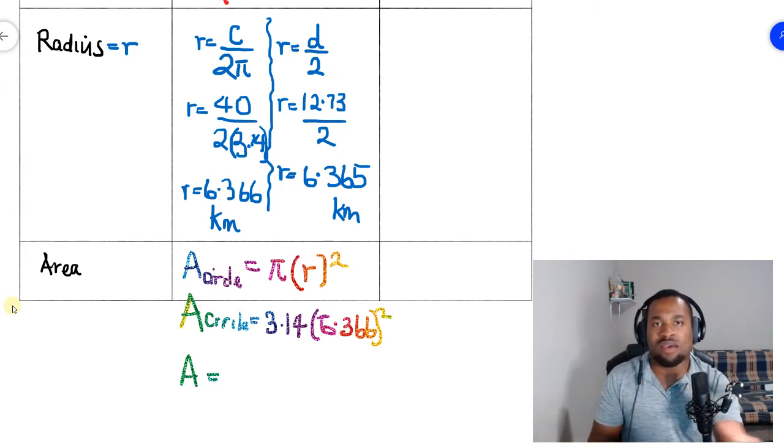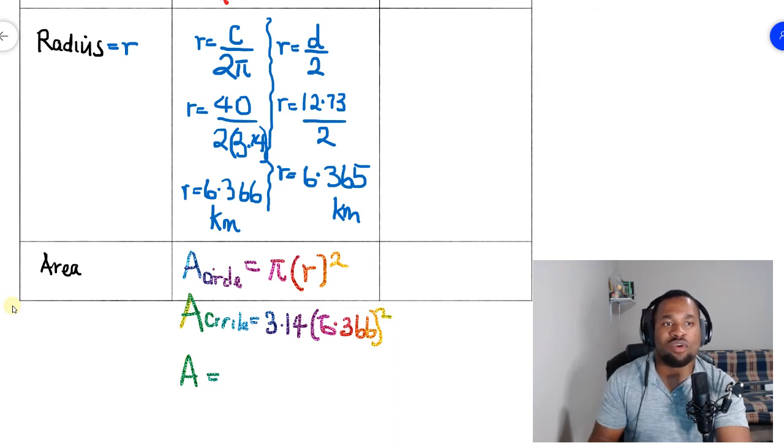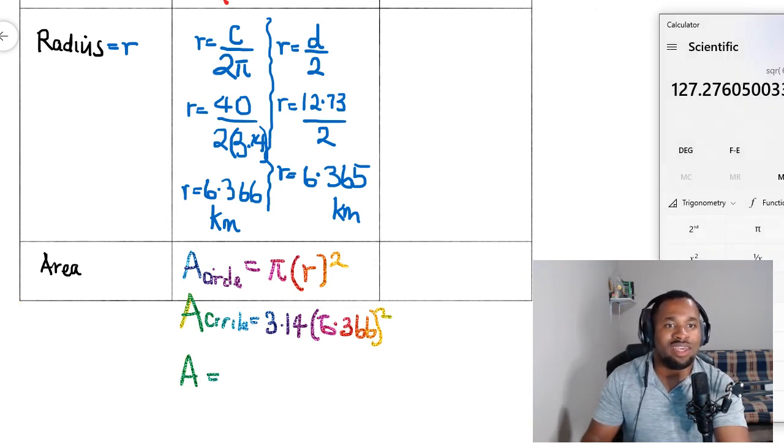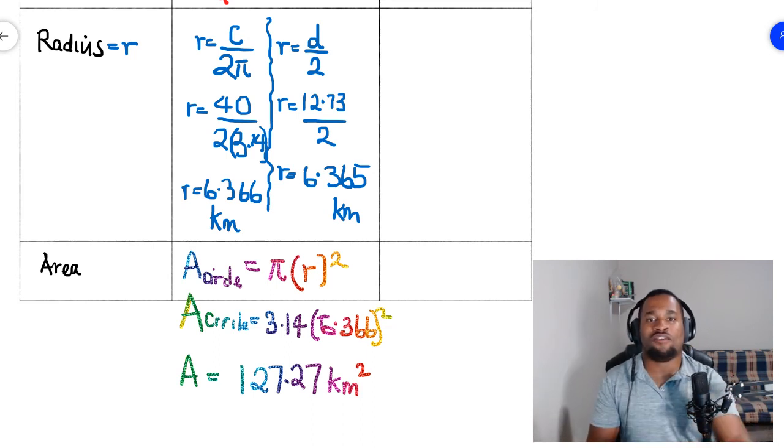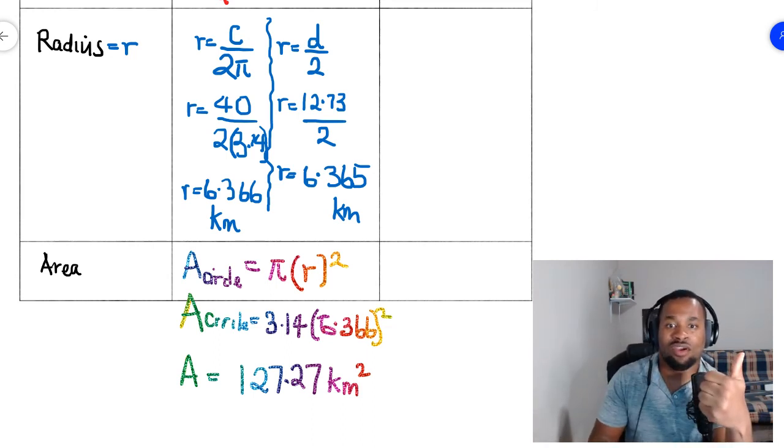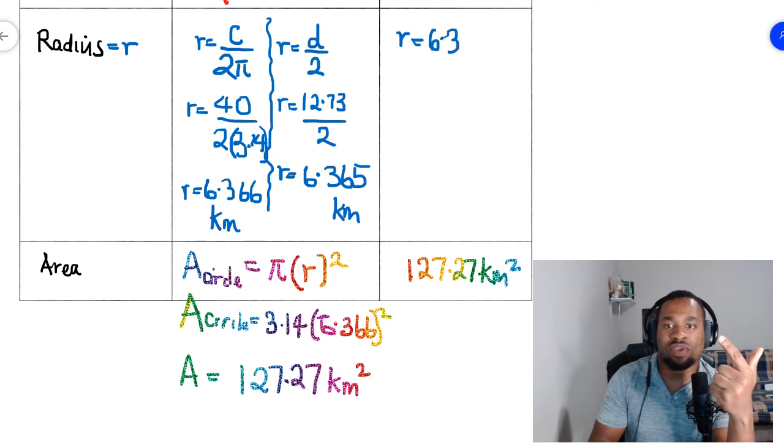And so our area of this particular cyclist path that was covered based on that particular cycling in terms of the circumference, the area is equal to, remember the number is 127.27 kilometers squared. And so therefore we're able to determine not only the area, which is equal to 127.27 kilometers squared, but also we're able to determine the radius, which is equal to, in this case, 6.366. We're going to use that number, kilometers.